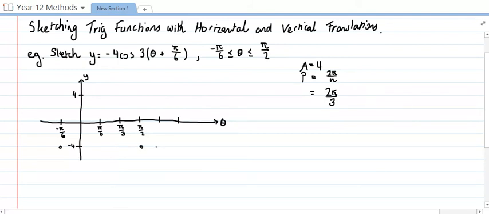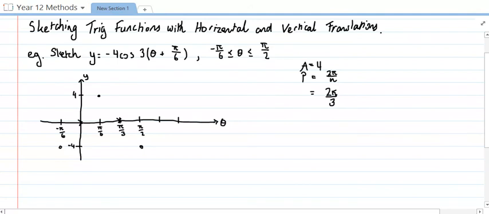Okay, and then we would have the maximum exactly halfway in between these 2 points, given that these are the minimums. So the maximum should be at pi on 6. And then it's going to pass through the x-axis, or the theta axis, I guess you could call it, exactly halfway between those values as well. So it's going to pass through there and there.